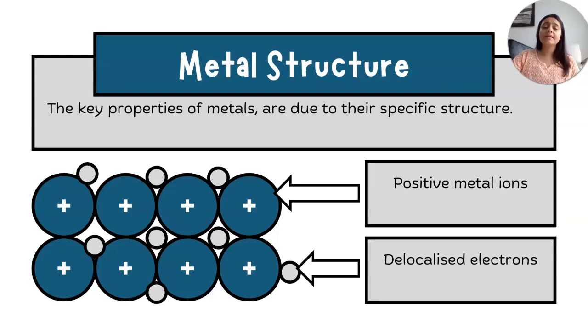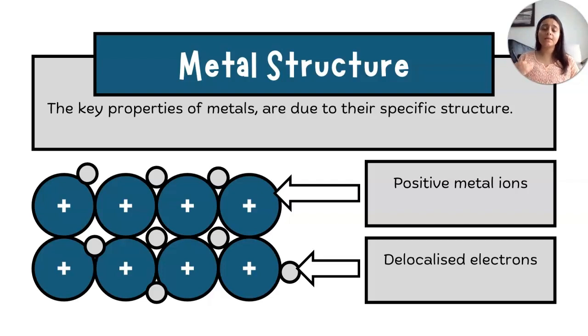Always remember, the metal has a metallic structure. The key properties of metals are due to its specific structure, because it has the positive metal ions and some electrons which are revolving around these positive ions, known as delocalized electrons. We have already studied about the valence electrons, the energy shells in which these electrons are revolving.